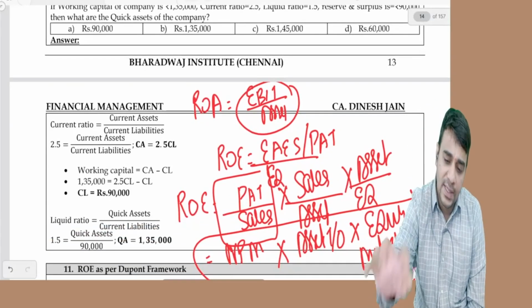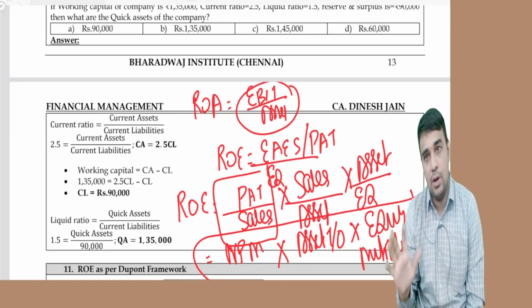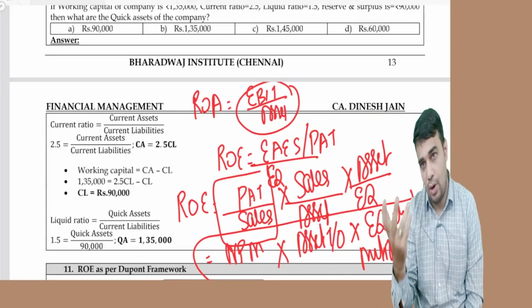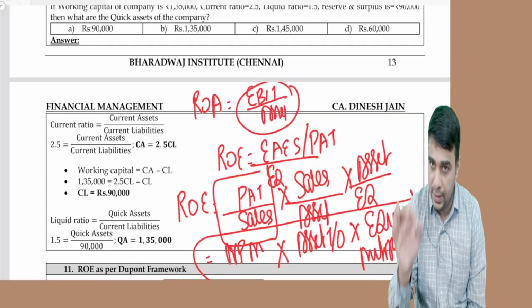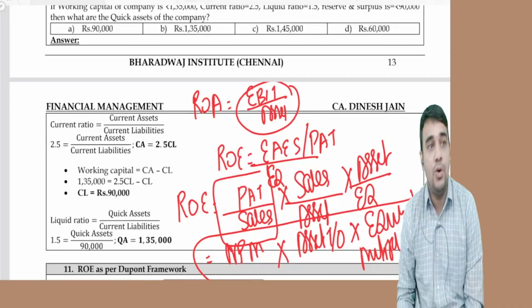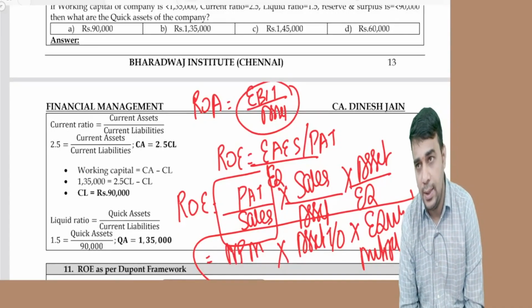So ROE as per the DuPont framework: net profit margin increase, not able to increase, no problem. Asset turnover increase, not able to increase, no problem. Equity multiplier increase, one of the three, please try increasing. You can't increase all the three, ROE can't increase.